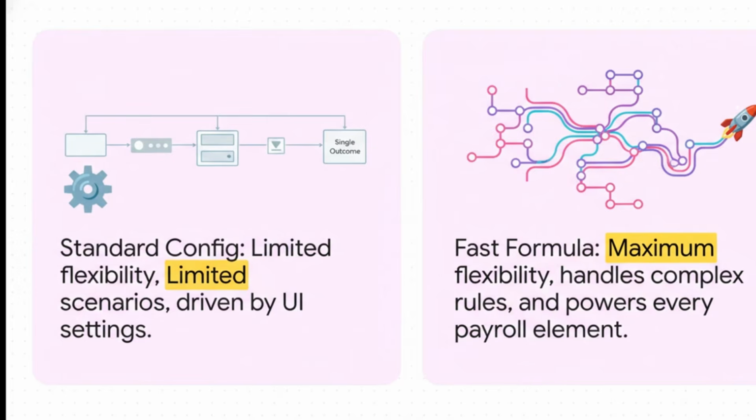So why should you care? Well, the standard UI configurations are fine for common everyday scenarios. But what happens when your client has a really complex or unique business rule? That's where standard configuration just can't keep up. And that's where fast formula becomes your superpower. It gives you maximum flexibility to handle any requirement. In fact, in modern Fusion Payroll, pretty much every single element is powered by a fast formula. If you want to be the consultant who solves the tough problems, you really have to master this.